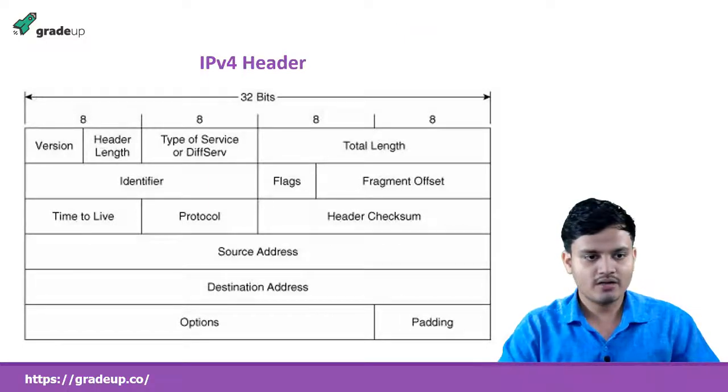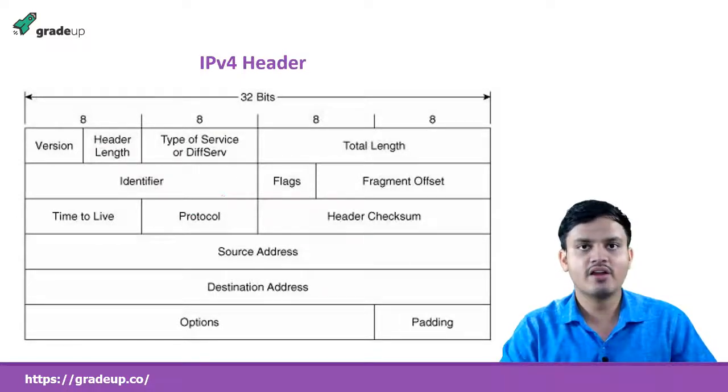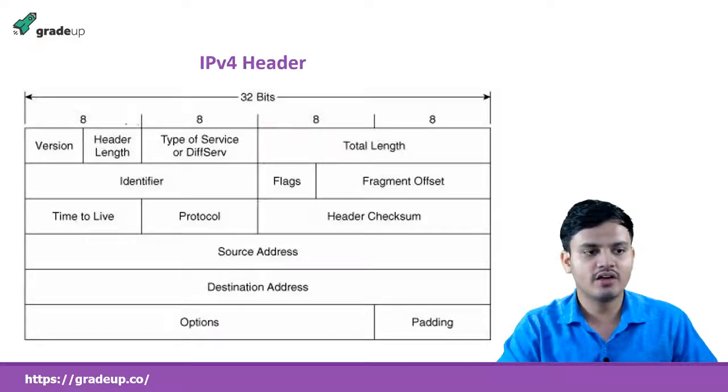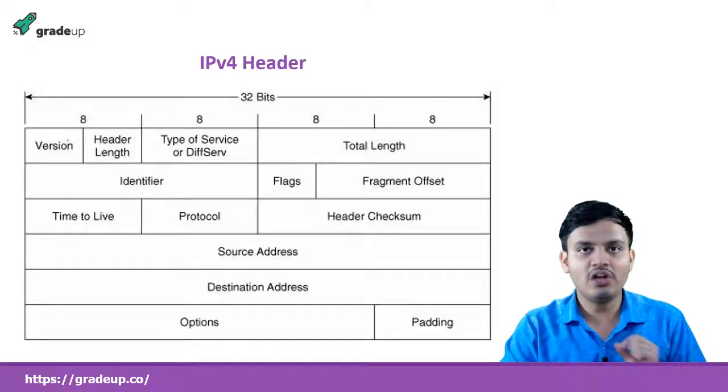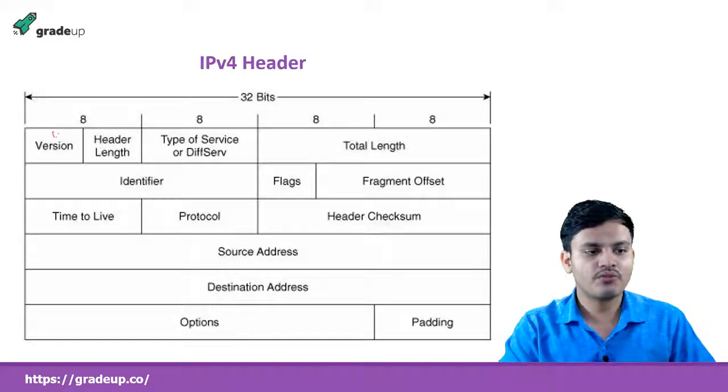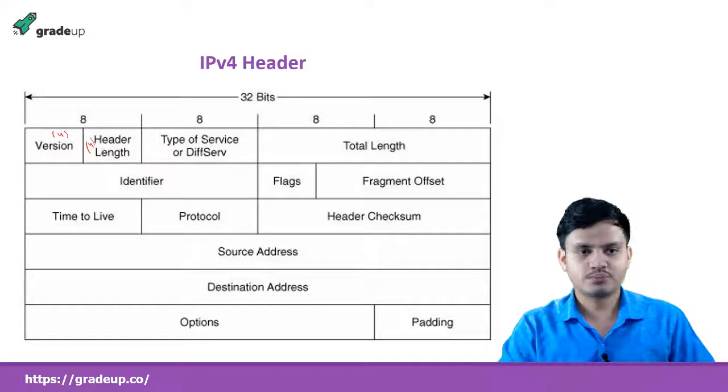In the IPv4 header, this is the format. I will explain every field in this IPv4 header, and every field is important because they ask a lot of questions from the IPv4 header. So this is version. Version will tell you whether it is IPv4 or IPv6. For this we have 4 bits, and this is header length, and for header length we also have 4 bits. Okay, and type of service. For type of service we have 8 bits.